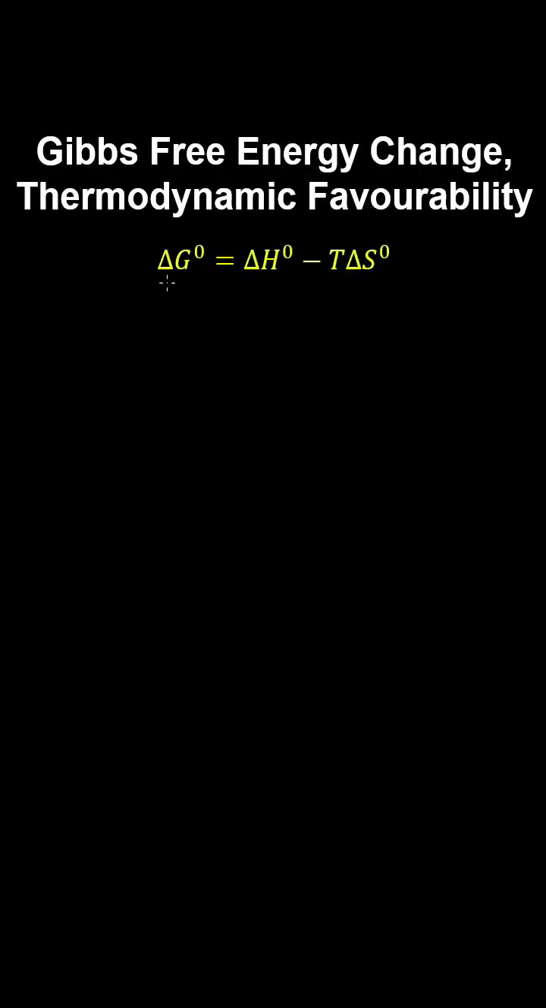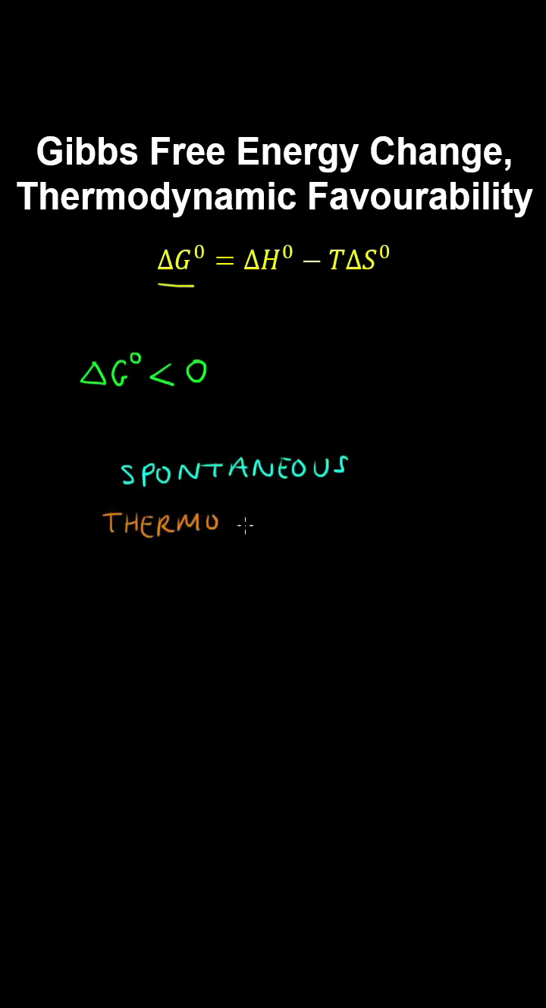We can use the standard Gibbs free energy change to determine if a chemical or physical process is thermodynamically favorable, or in other words, the process occurs without the input of external energy at a given temperature. And the condition for thermodynamic favorability is that the Gibbs free energy change is less than 0. Now historically, the word spontaneous was used, and that means the same thing as thermodynamically favored.